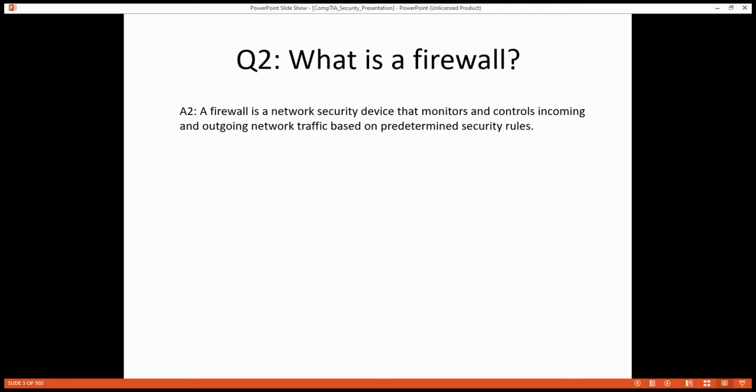Q2. What is a firewall? A2. A firewall is a network security device that monitors and controls incoming and outgoing network traffic based on predetermined security rules.